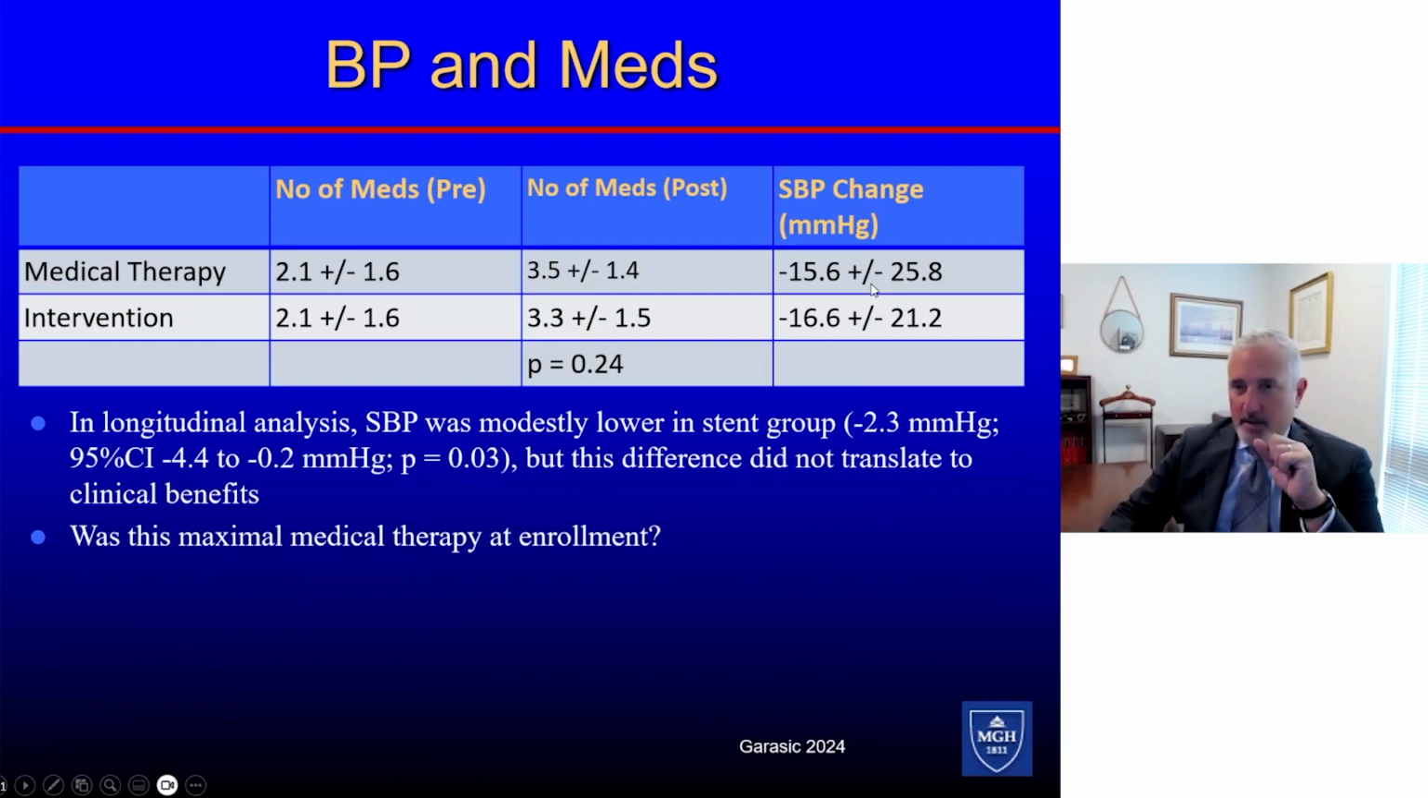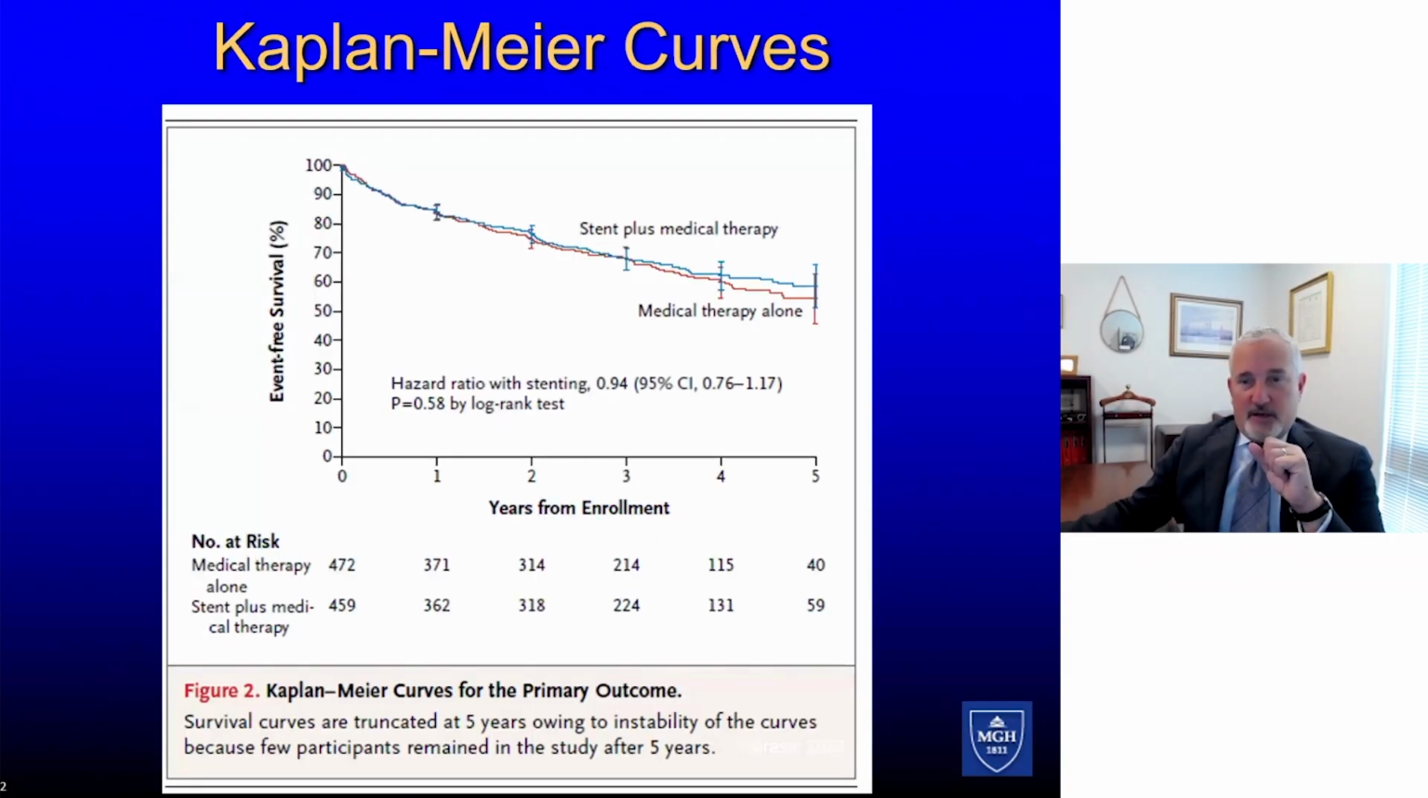So here's the kind of 5-year follow-up data on event-free survival. It is interesting that when you get out to 5 years, the curves do diverge a bit, but really not statistically significantly so. But it is interesting and perhaps hypothesis generating that despite the fact that these were non-severe renovascular interventions in patients with modest hypertension, is it possible that there was some longer term benefit? I don't know.